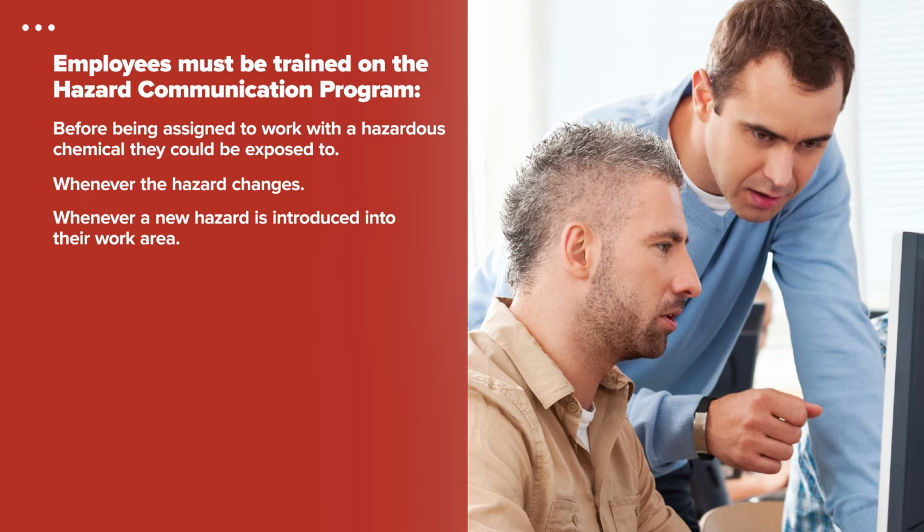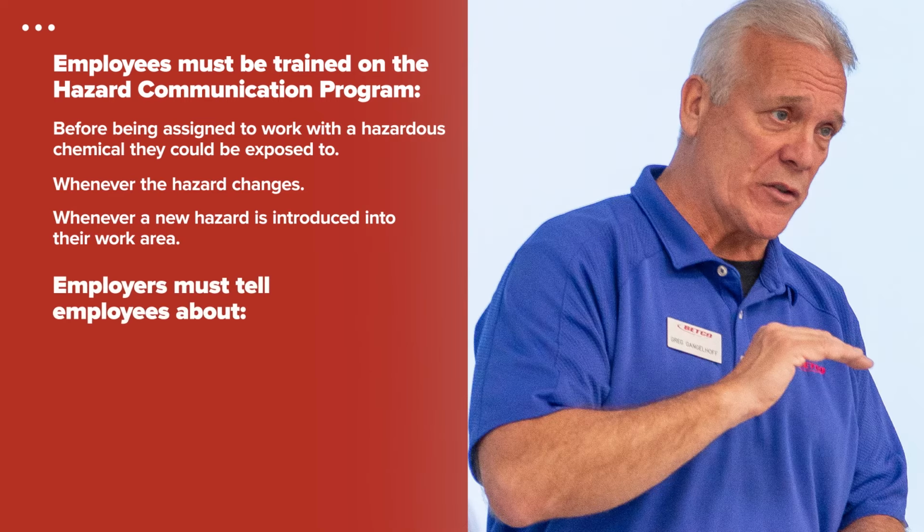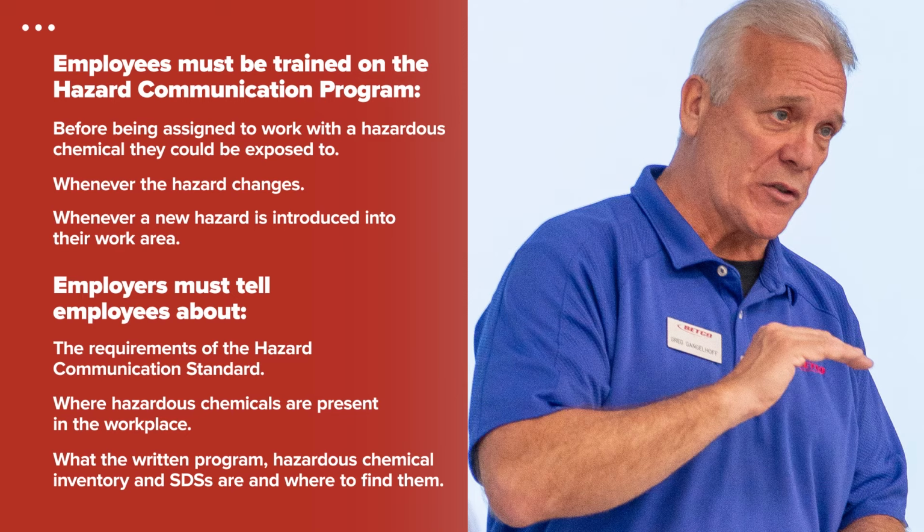Employees must be trained on the hazard communication program before being assigned to work with a hazardous chemical they could be exposed to, whenever the hazard changes, and whenever a new hazard is introduced into their work area. Employers must tell employees about the requirements of the hazard communication standard, where hazardous chemicals are present in the workplace, and what the written program, hazardous chemical inventory, and SDSs are and where to find them.